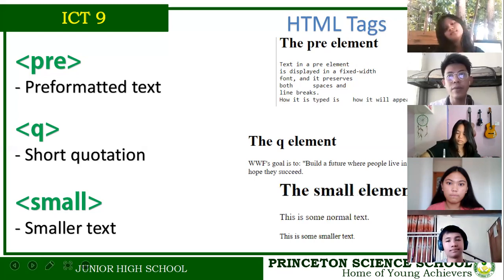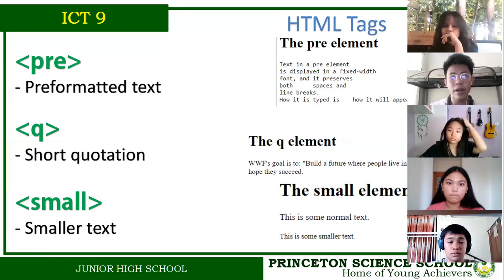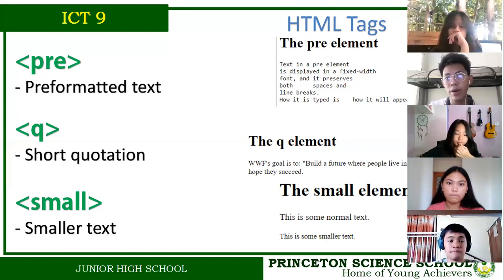So again, we have the pre tag, which, however you type your paragraph, is how it will appear in your HTML document. The Q tag basically adds quotation marks, and the small tag makes the text smaller.